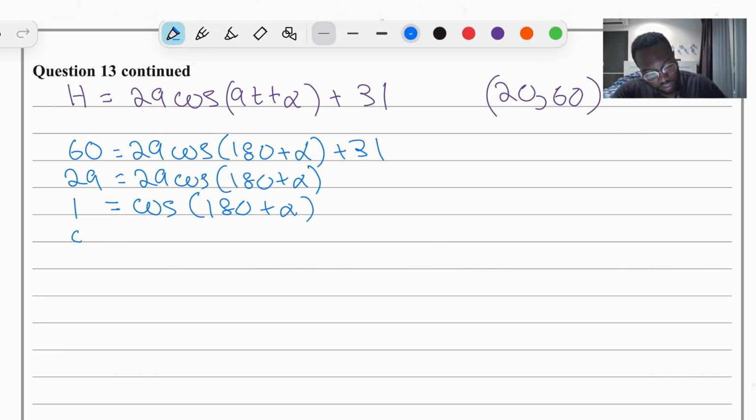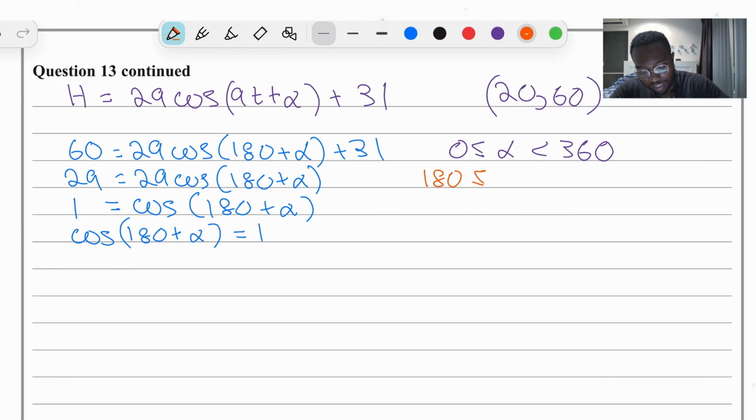So let's rewrite this as cos(180 plus alpha) equals 1. Now we just need to solve this, but before we do that, let's look at our temporary limits. We're told in the earlier part that 0 is less than alpha, which is less than 360. So for our temporary limits, we just add 180 to everything. That gives 180 is less than or equal to 180 plus alpha, which is less than or equal to 540. That is the region we want to consider.